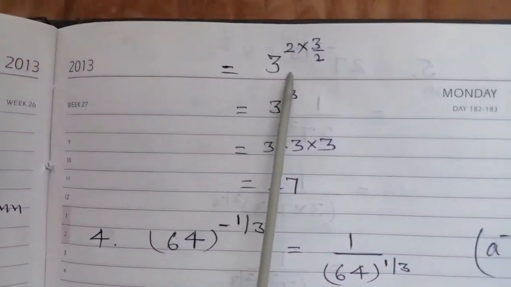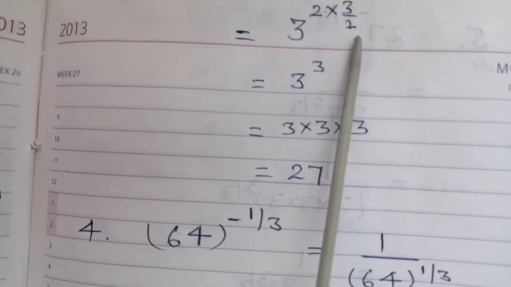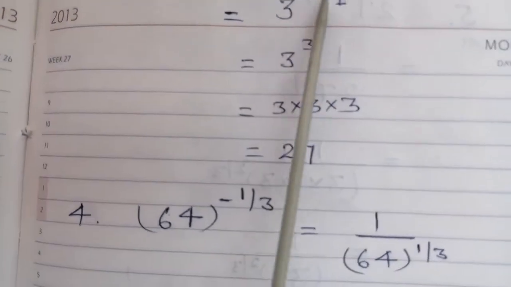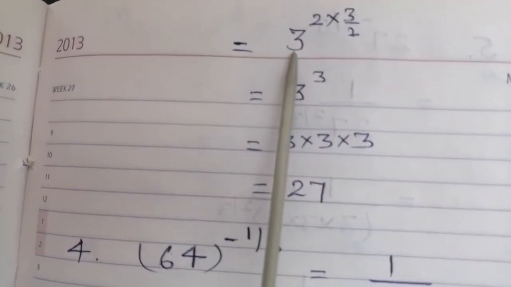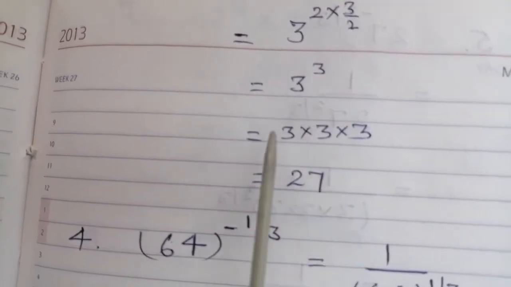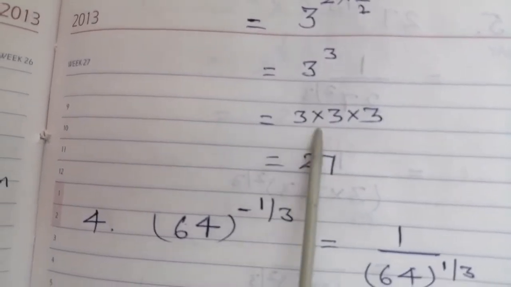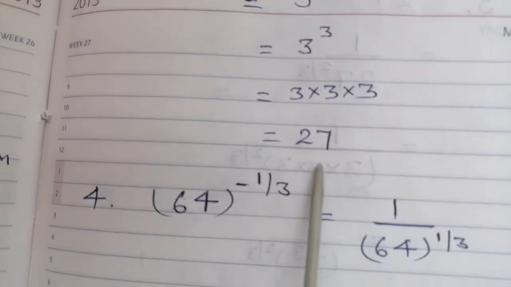So we have 3 raised to power 2 into 3 upon 2. 2 and 2 will get cancelled. Right. So you are left with 3 raised to power 3. So 3 raised to power 3 is 3 multiplied 3 times. So you get 27.